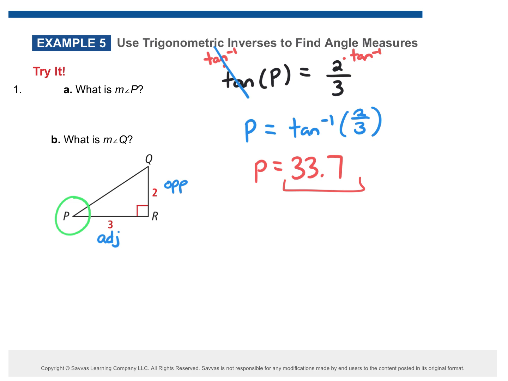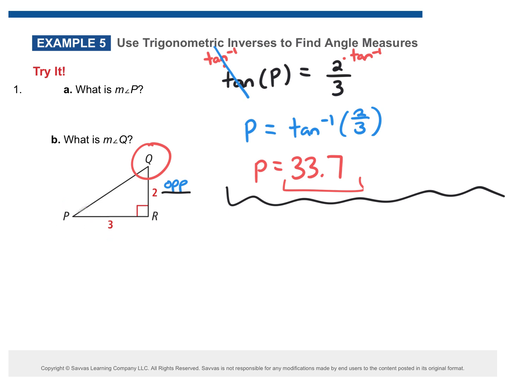So on part B, I'm looking for Q. So can I use what I have labeled from angle P? Why not? Right, my reference angle changed, so my adjacent and my opposite are going to change. What is opposite of Q? 3. And then what is 2? It's right next to Q, so that's your adjacent side.